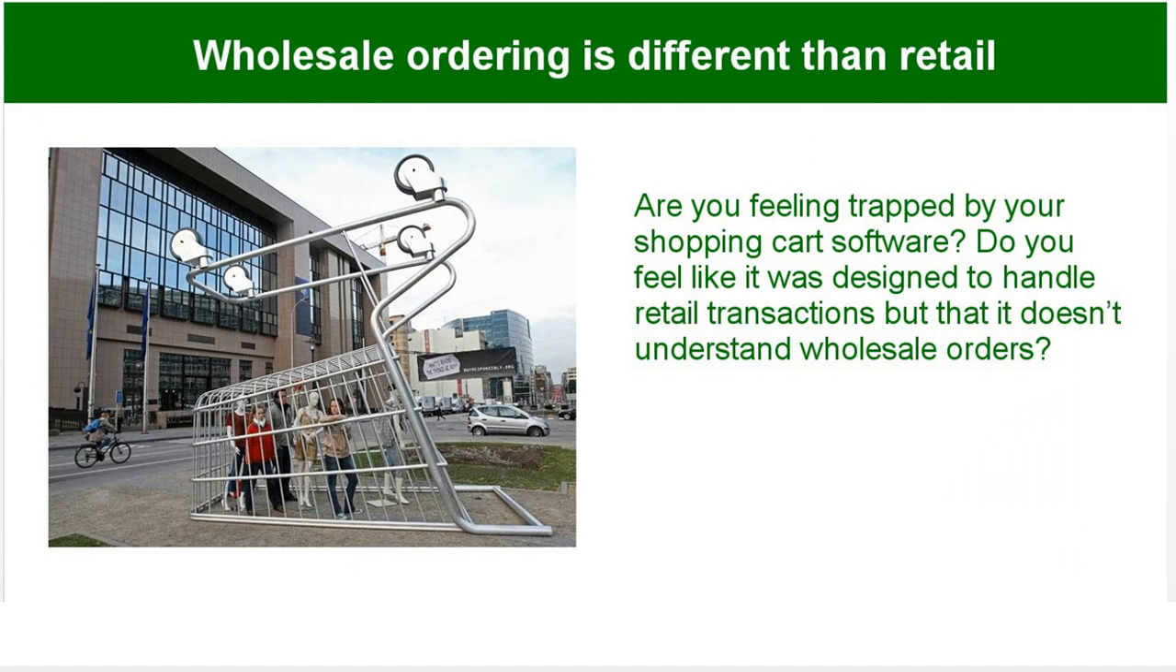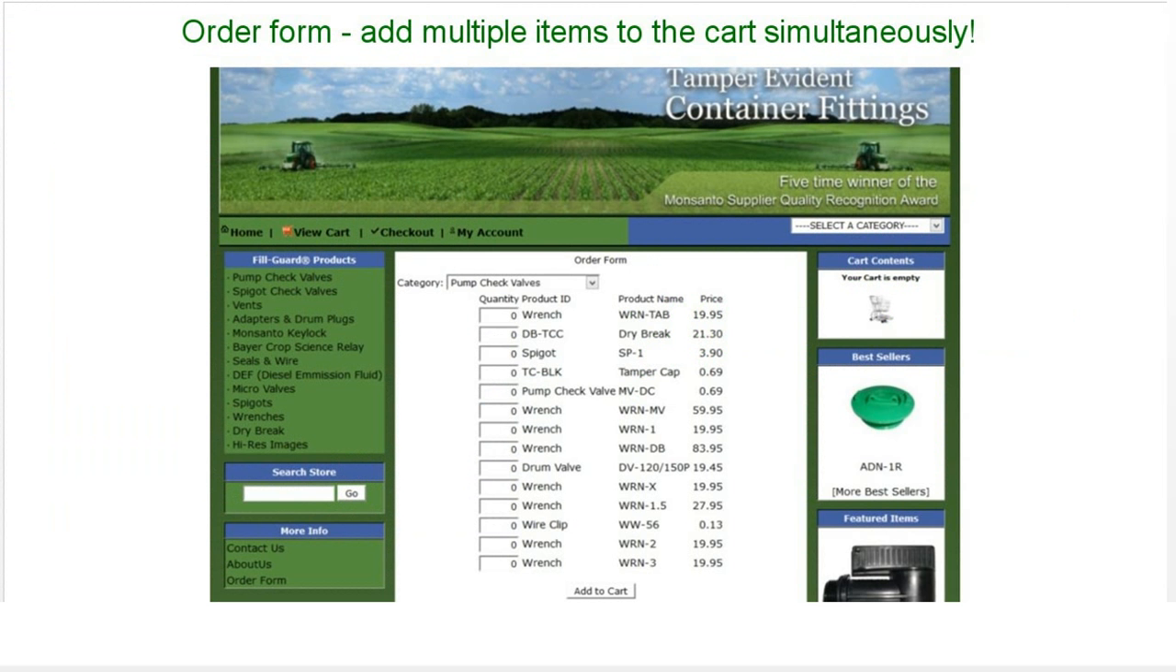Now, as I said, wholesale ordering is different than retail. One of the ways that it's different is that somebody might want to go in and fill out an order form and be able to add a whole bunch of products to the cart all at one time. We can see here that someone can go in there and add a bunch of those things to the cart. Now, there's various ways of handling this.